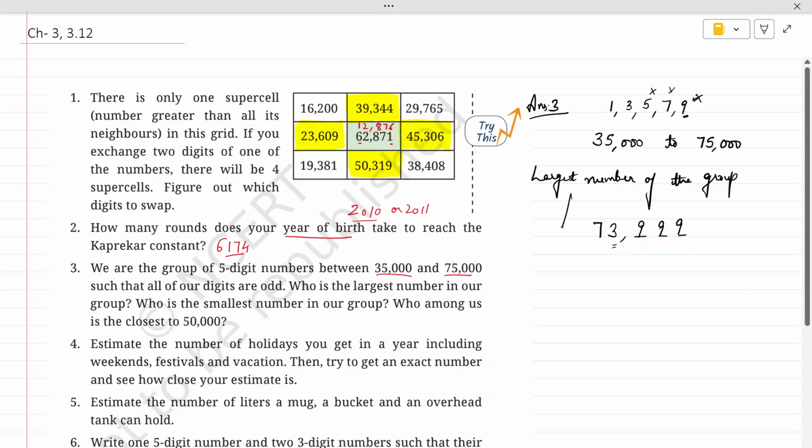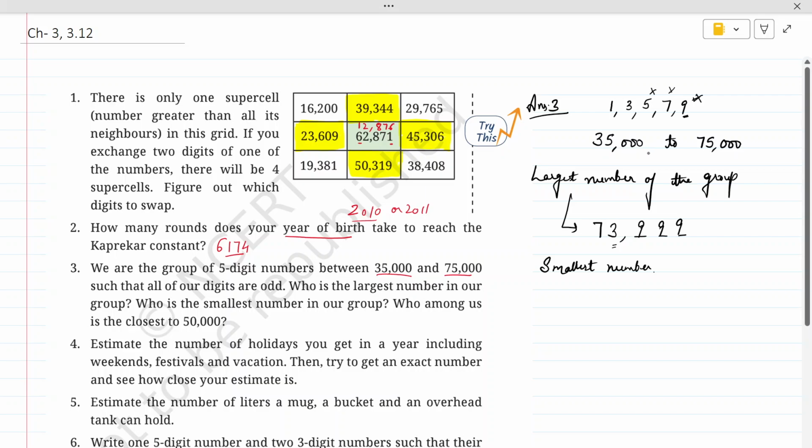So this is the largest number in the group. Okay. Now, similarly, we have to find the smallest number in the group. So kids, we have to find the smallest number and it should be greater than 35,000.